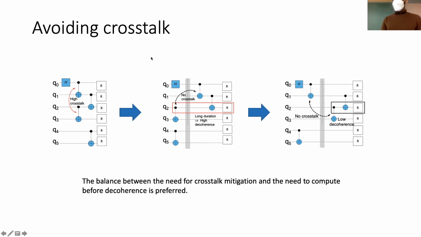So what they did in this paper is design an intelligent scheduler that avoids both problems. For example, if we put this barrier here, the decoherence time is low, and there won't be any crosstalk either. So this is an intelligent scheduler that solves this trade-off.